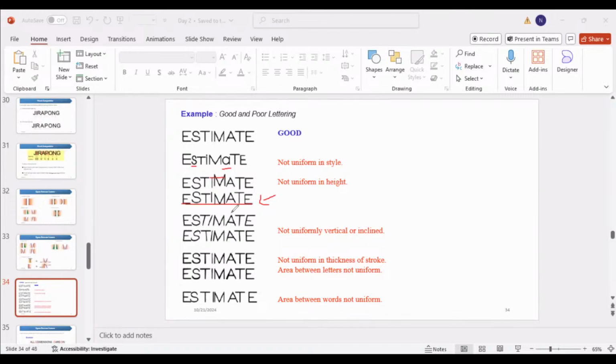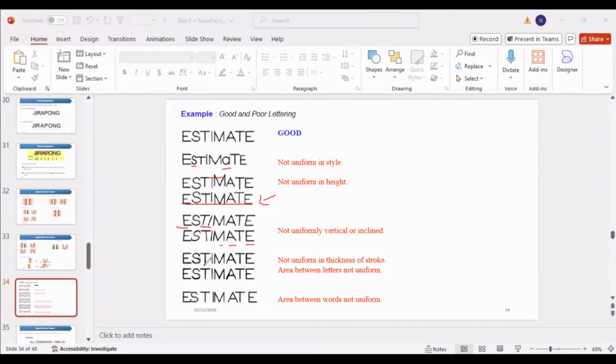In the next example, 4 and 5, you can see that styles are different. Some are inclined, italic, and some are direct, not either vertical or inclined, right? Here, some letters are vertical, but some other letters are inclined. So it is not in a uniform style.